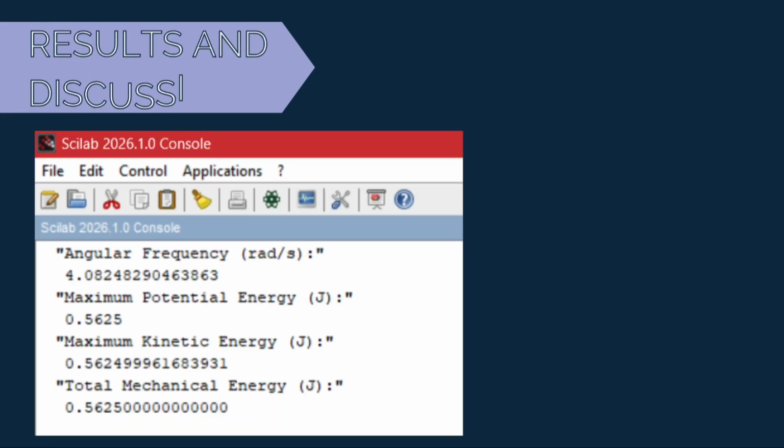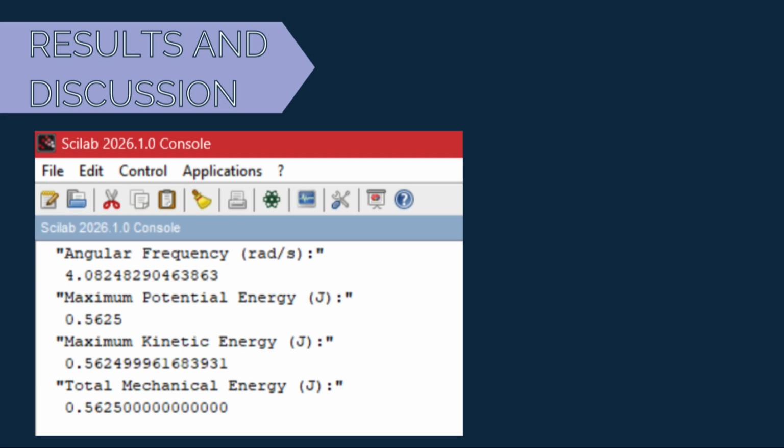And the last one, for numerical result, the angular frequency represents the rate at which the mass oscillates about the equilibrium position. It is calculated using the equation omega equals square root of k over m. The obtained value of 4.0825 radian per second indicates that the spring mass system oscillates relatively rapidly. A larger spring constant or a smaller mass will result in an even higher angular frequency.